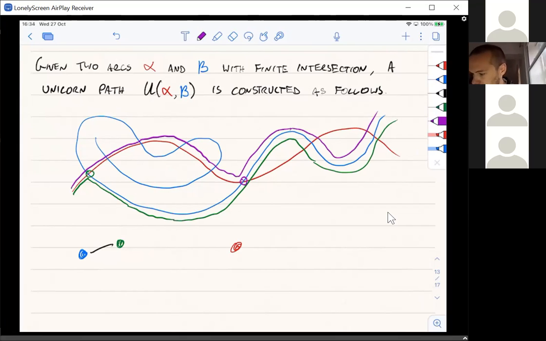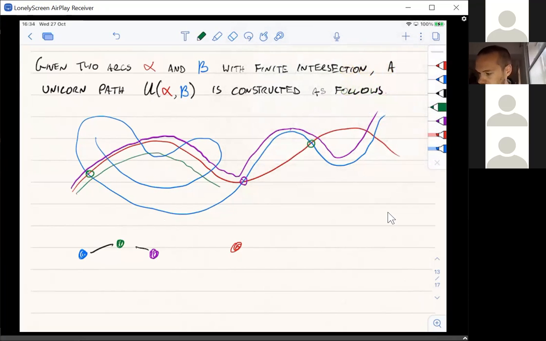And now that's an arc that is disjoint from green. And I'm almost done, I think. Let's just delete this green one. And the next intersection point's here. So I just do it again. And I guess there's going to be one more. I won't draw it. So that's your unicorn path. And this is how you show this thing is connected by building these kinds of things.